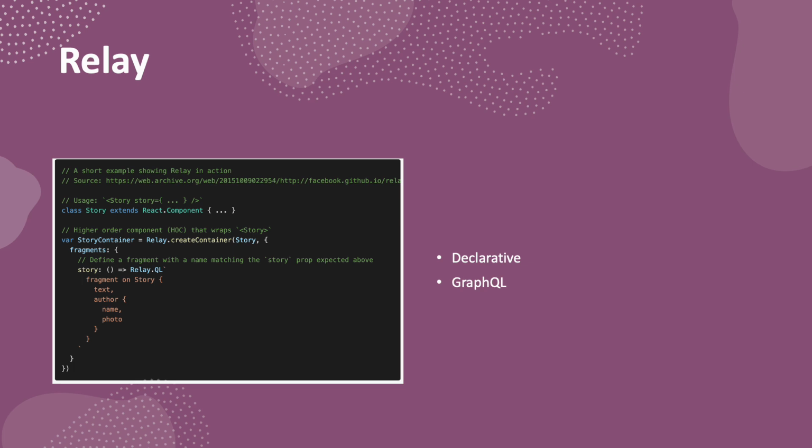A short example you can see here. Suppose there is a user story component which extends a React component. You can create a container, Relay.createContainer, and the fragments will come as fragments on Story. There is a QL language of GraphQL. What will be the text? How the author, what's the author name and photo.